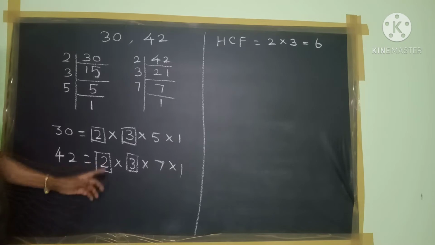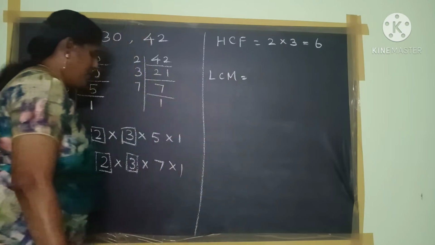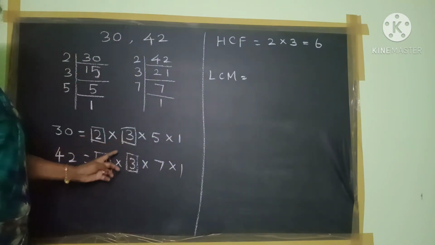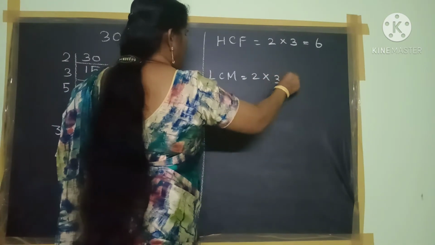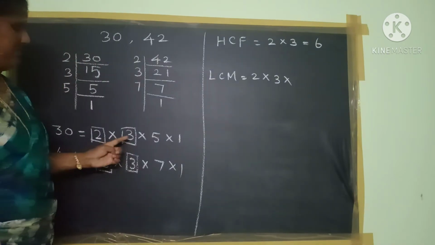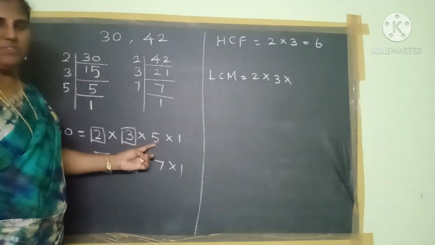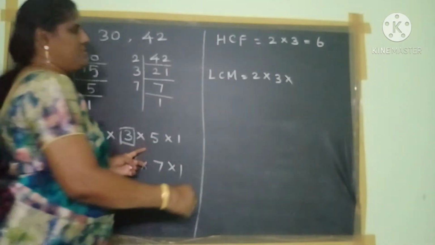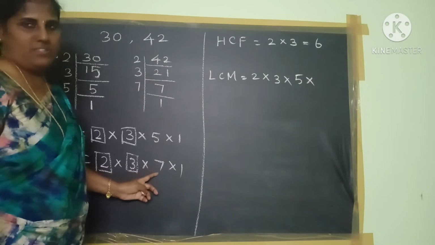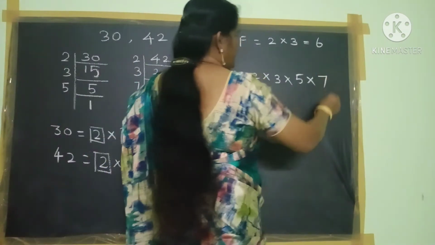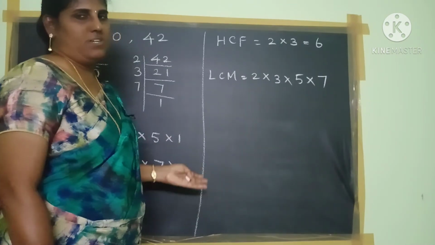Okay. Next is LCM. LCM is another, same method. First of all, you have to take the common numbers. What are the common numbers? Like HCF, 2 into 3, isn't it? So next, what is remaining in the rest? In the 30, 5 is remaining, so take it as 5 also. And in the factors of 42, 7 is remaining, so take 7. No need to take 1 because whatever we multiply by 1, we get the same answer.